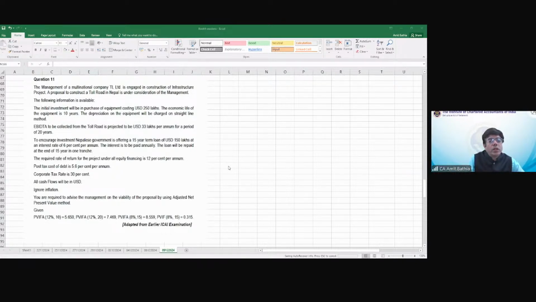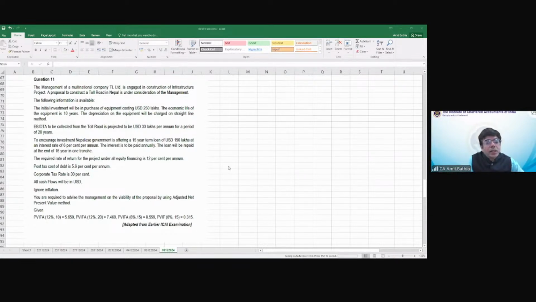The depreciation on the equipment will be charged on straight line method. EBITDA to be collected from the toll road is projected to be USD 33 lakhs per annum for a period of 20 years. So again, there is a constant value which we are expecting.